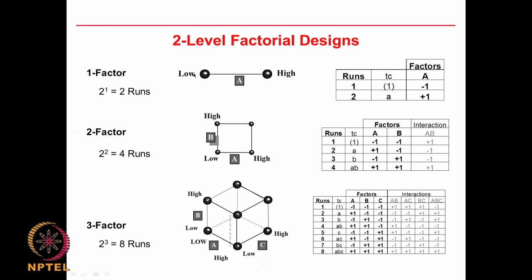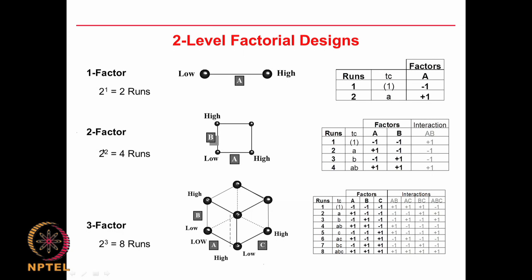the number of factors. Suppose you have 2 raised to the power 1, that is only one factor. You will have 2 experiments here, one at low, one at high, right. So, one at low and one at high. The factor A will be done with low level and with high level. So, you will have 2 experiments done.